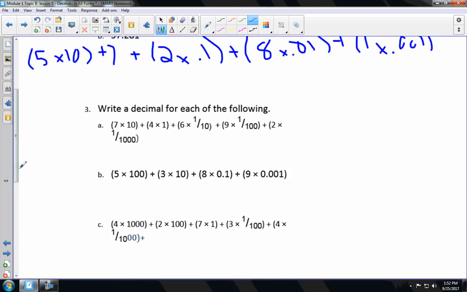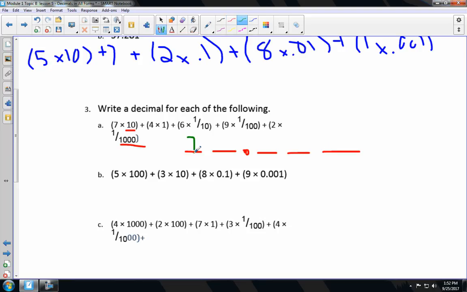Sometimes things are written in expanded form and we have to switch to standard form. So on this one, we're going to look. Our largest place value is our tens, so we're going to make ones and tens in our decimal. And then it goes all the way out to thousandths, tenths, hundredths, thousandths. I know that from here. So now I could fill in the numbers.